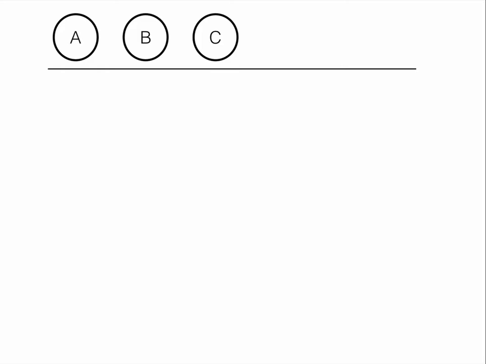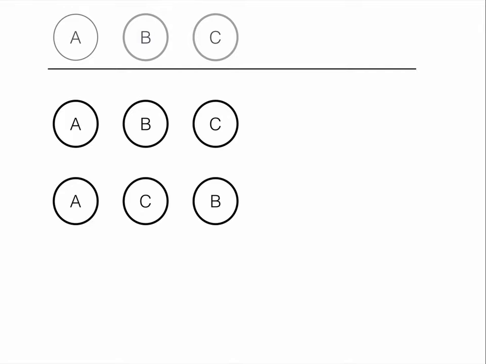Let's have a look at it with just symbols though. So here we have 3 objects, A, B, and C, and we want to think about how many different ways you can arrange them. If you've been doing your reading, you'll know how to do this quite quickly and easily. But if you haven't, here we go. We could first of all take object A and follow it with B and C, or we could follow it with C and B.